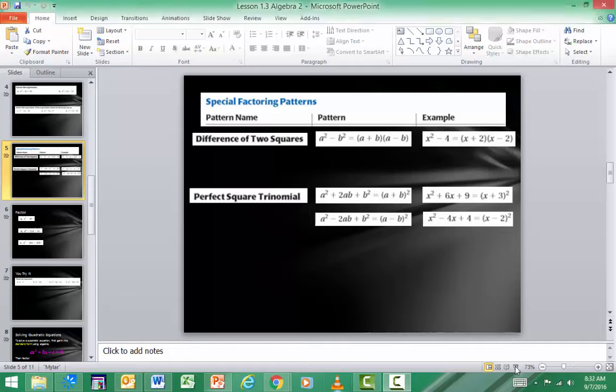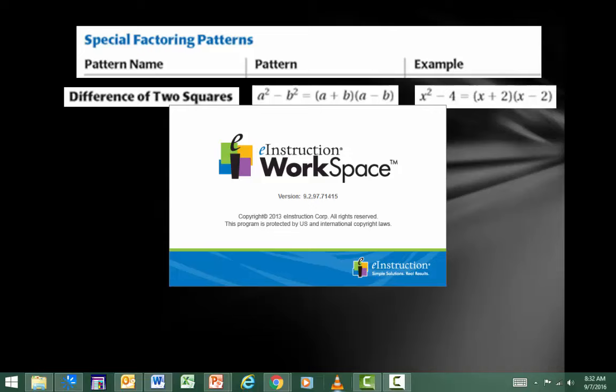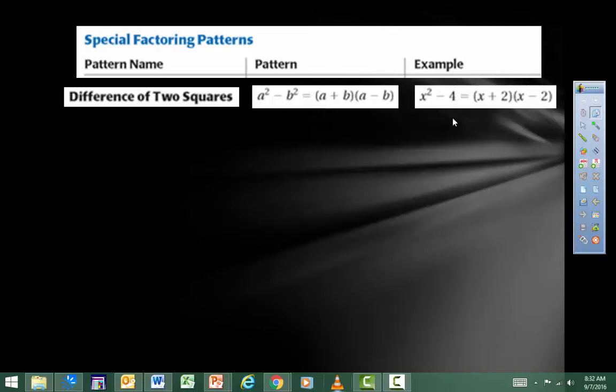Alright, so now we're going to start talking about special patterns. And the first of these is the difference of two squares. So let me talk about that briefly. Here's an example right here: x squared minus 4. The key to realize on this is that, first of all, we don't have a trinomial.